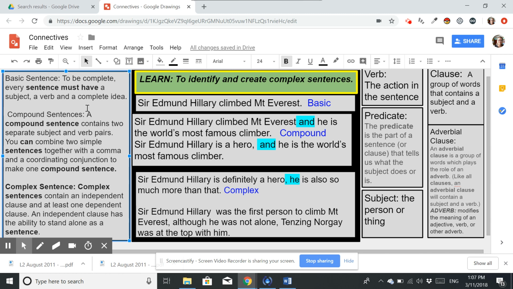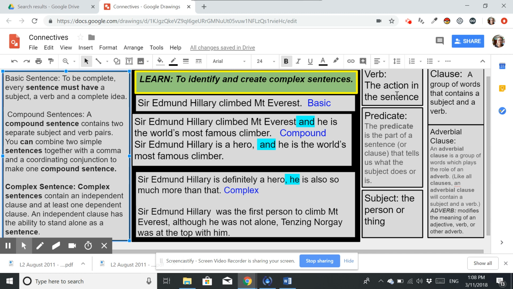Okay, so we've got basic sentence. To be complete, every sentence must have a subject, a verb, and a complete idea. So over here we've got the subject, the person or the thing, and the verb is the action in the sentence. You may also hear the word predicate. It's verb or predicate. The predicate is the part of the sentence or clause that tells us what the subject does or is.